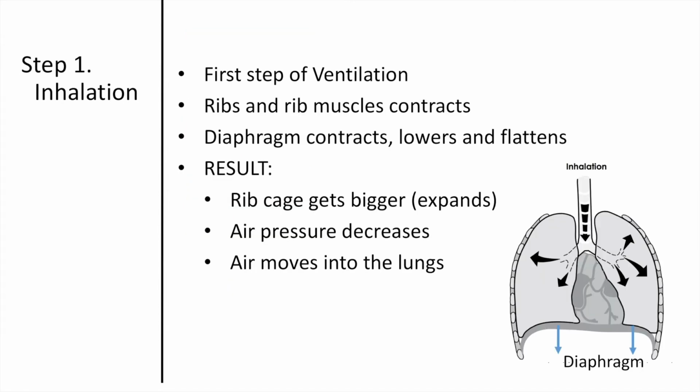Now let's talk about the steps of ventilation and go into more detail about what happens. The first step of ventilation is known as inhalation, and this is where the ribs and the rib muscles contract. And when the rib muscles contract, the diaphragm also contracts, lowering and flattening. And so what happens is that the rib cage will get bigger, it will expand. And as this rib cage expands, the air pressure will decrease and the air moves into the lungs, as seen in this diagram. You feel free to sketch this if you feel like it will help you to understand.